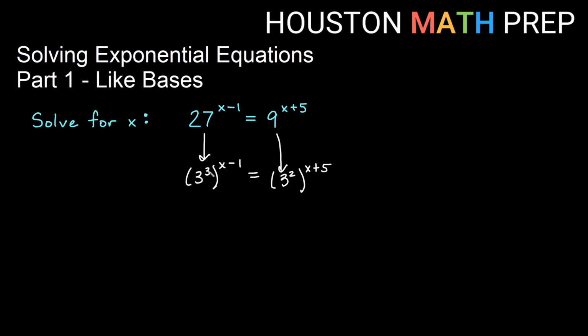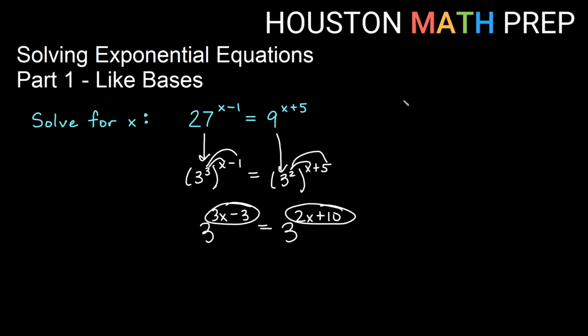Now, when you distribute, make sure you distribute each piece. So this will become 3 to the 3x minus 3, right? 3 times x, 3 times negative 1. And then over here, we will get 3 to the power 2x plus 10. And now that they are both base 3 exponentials, we can set these exponents equal to one another and solve.